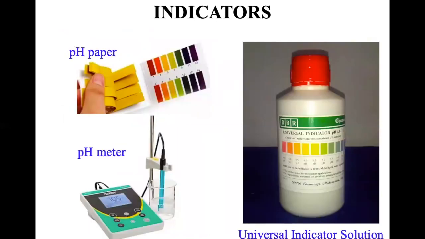Now, the indicators that we have studied just tell us whether the substance is acidic, basic, or neutral. Now we want to know the strength, whether it is a strong acid, a weak acid, a weak base, a strong base, or whether it is neutral, slightly acidic, or slightly basic. These are all things we should know because they help us in our everyday life.